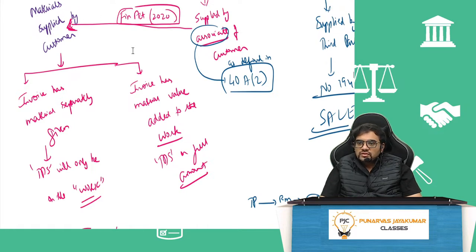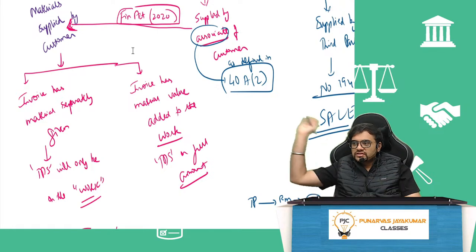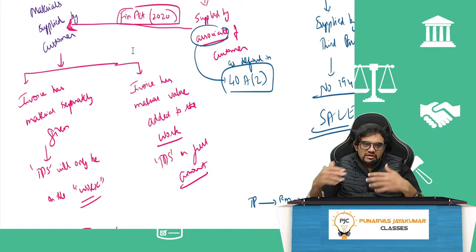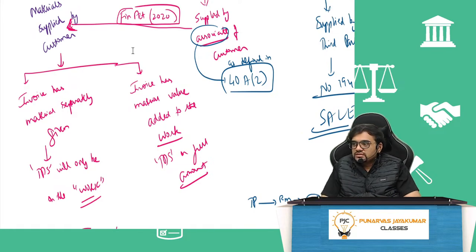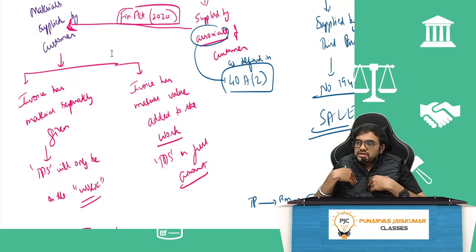To avoid this, what were people doing? They were asking the related party to supply the jewel. If I want a jewel, I'll ask my father to supply the jewel. If I am a company, I'll ask my holding company to supply the jewel. Like that, people were cheating. Because in that case, no TDS. Why? Because materials are not supplied by customer. It is supplied by somebody else.